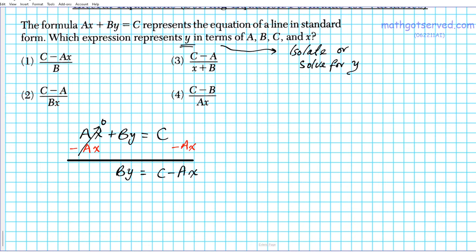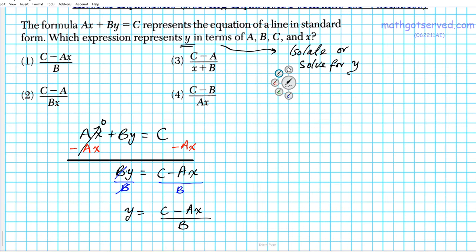Now, as indicated earlier, by just basically means that a number is being multiplied by y. And the inverse operation of multiplication is division. So what we're going to do is divide both sides of the equation by b. Divide the entire expression on the right by b. On the left side, you have a division that divides out to 1. And then you're going to have y is equal to c minus ax divided by b. So there goes your answer right there.